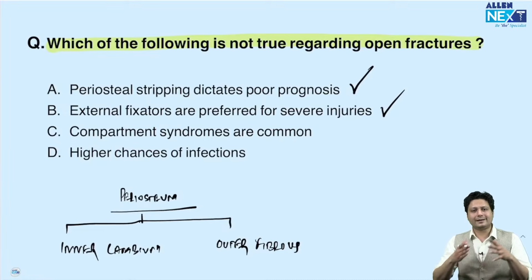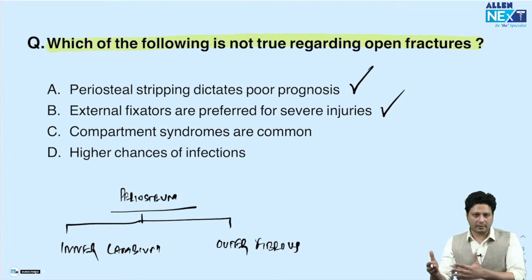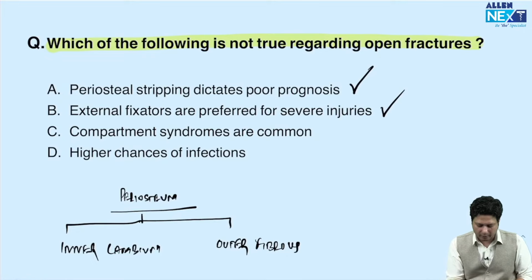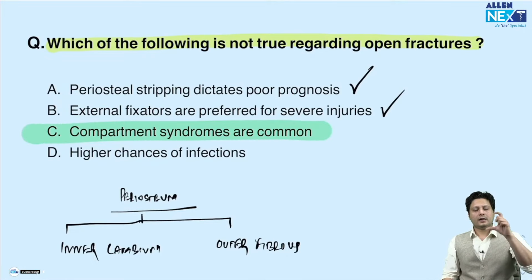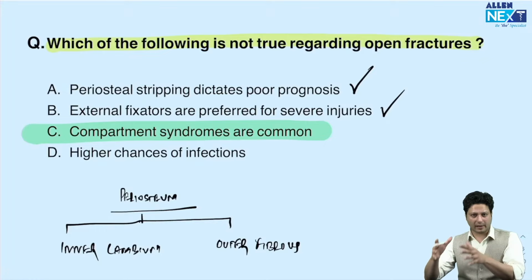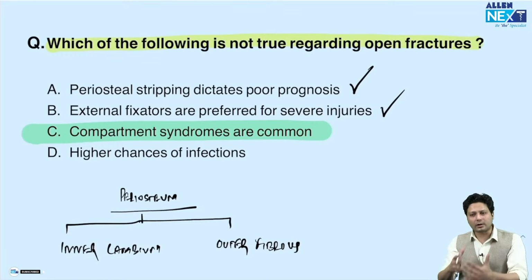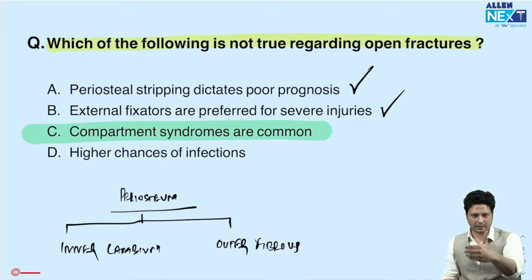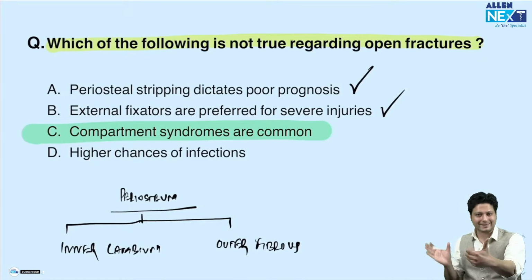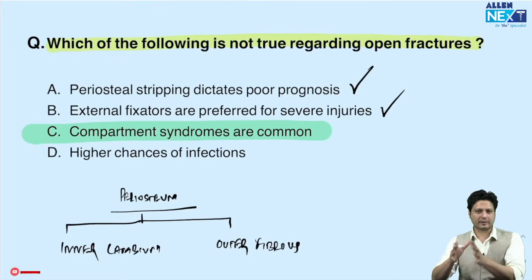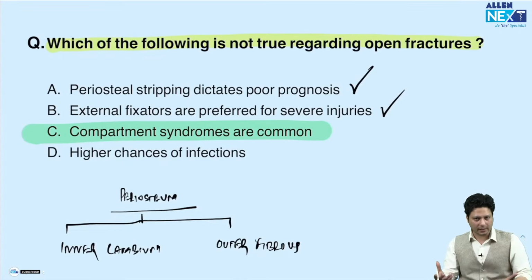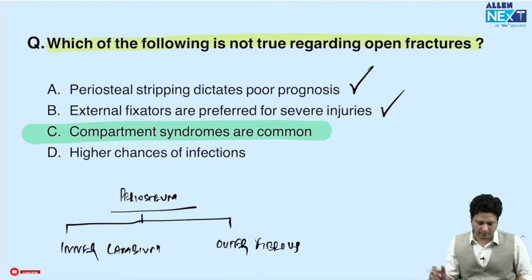Next comes option 3, that compartment syndrome is common. Obviously not. You know, when the fracture is closed, you are aware of the fact that if there is a collection of too much blood inside the compartment, then it will result in compression of all the structures inside that compartment, and it will result in compartment syndrome. But if you are talking about an open fracture, then with the initial event, until and unless it is complicated by secondary infection, the possibility of compartment syndrome is relatively less in open fractures. As I told you, until and unless it is related to secondary complications like infection. So this particularly is the answer for this question.